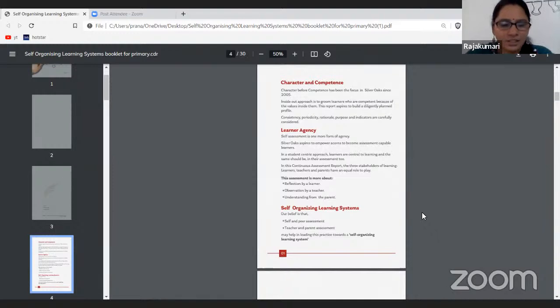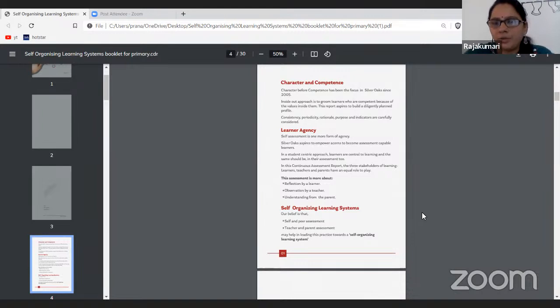So when we say rationale, we are talking about the reason. Why are we doing that? The purpose behind it. Okay. Talking about learner agency, self-assessment is one more form of agency. Silver Oaks aspires to empower icons to become assessment-capable learners. What is this assessment-capable learner? It's nothing but you yourself making sure that you are capable of the assessment, and the school takes into consideration grooming them to be assessment-capable learners.